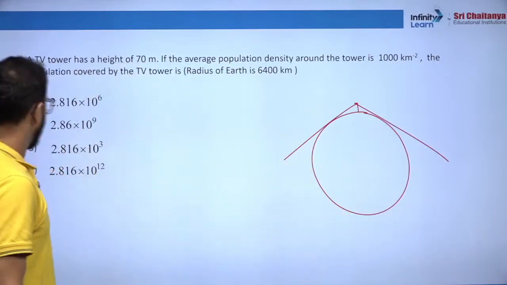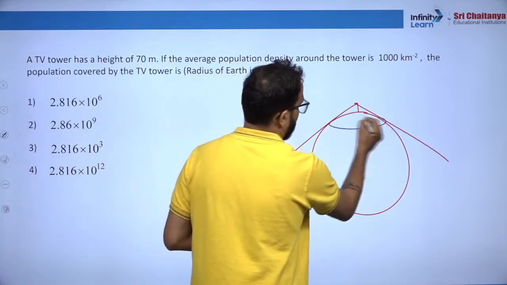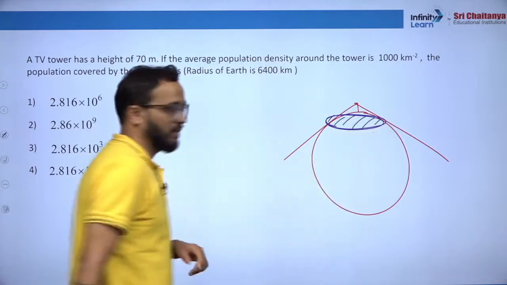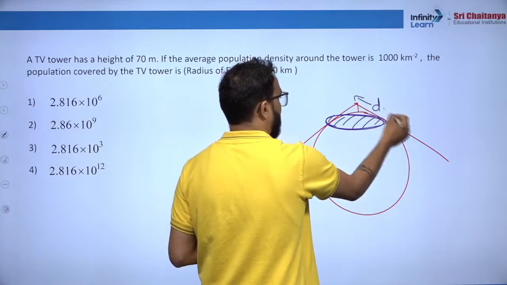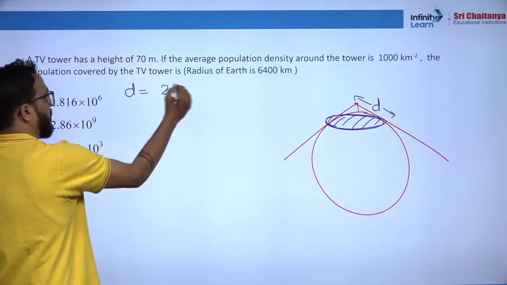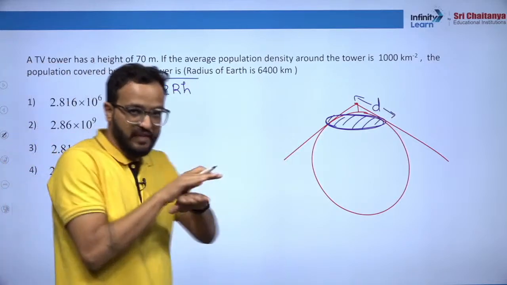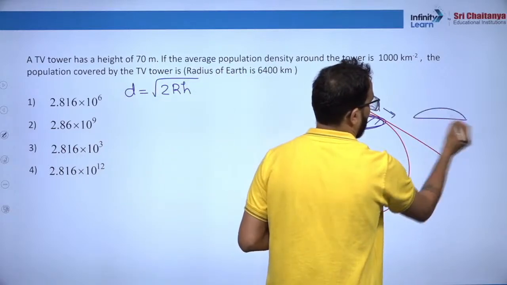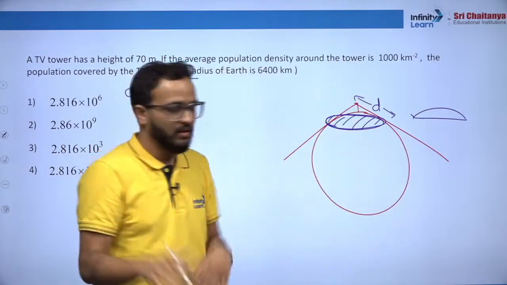So what is the surface area that is covered here? You will say this must be the surface area that is covered, right? So what is the formula for this distance D? You will say, sir, D is root over 2RH. Understood? So the surface area over the earth will be this, this complete surface area, right?